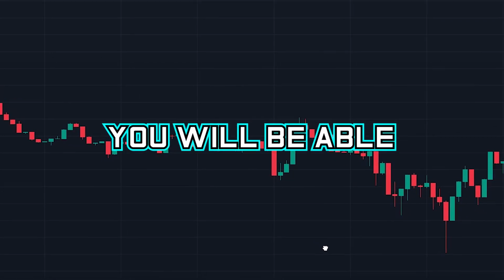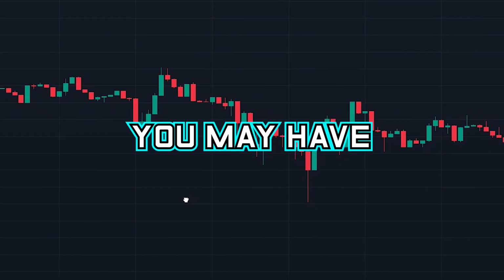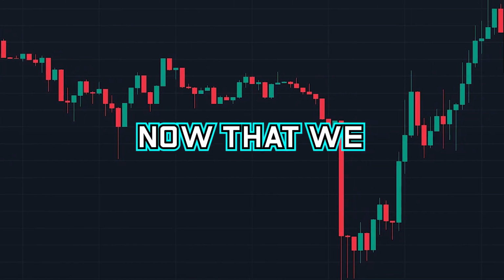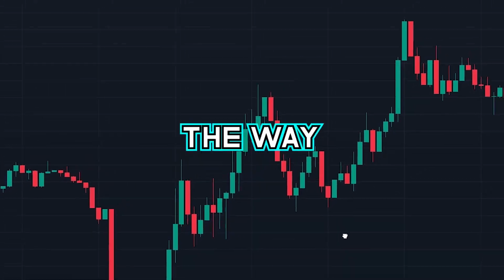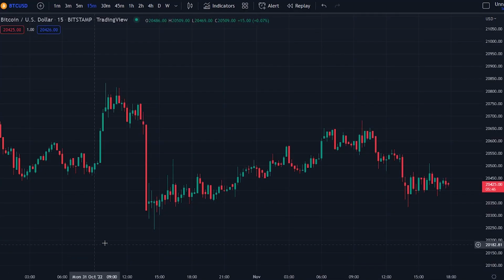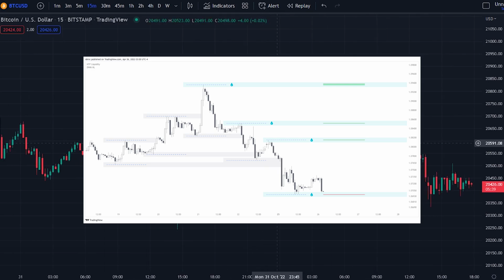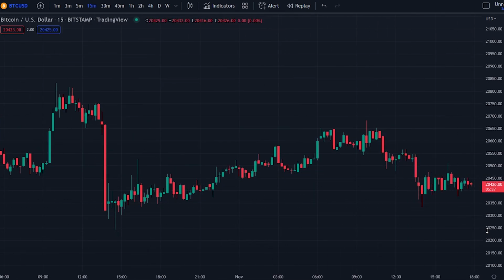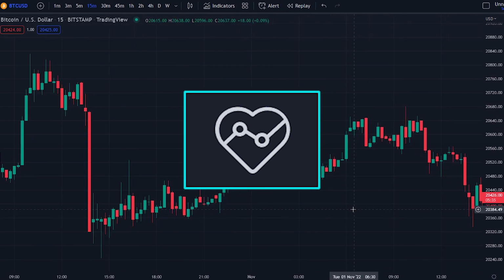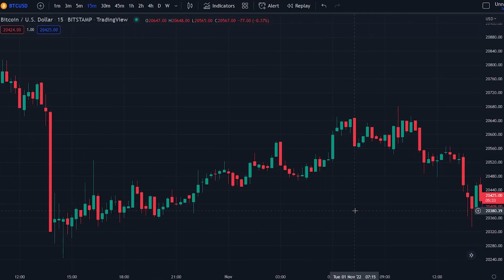With this indicator you will be able to eliminate all of the confusion you may have about liquidity. Now that we have gotten all of that out of the way, let's start. The indicator that we are going to be using is the HTF Liquidity Finder by SBTNC. This indicator works really well and has received the editor's pick label by TradingView. Let's now add it to the chart.